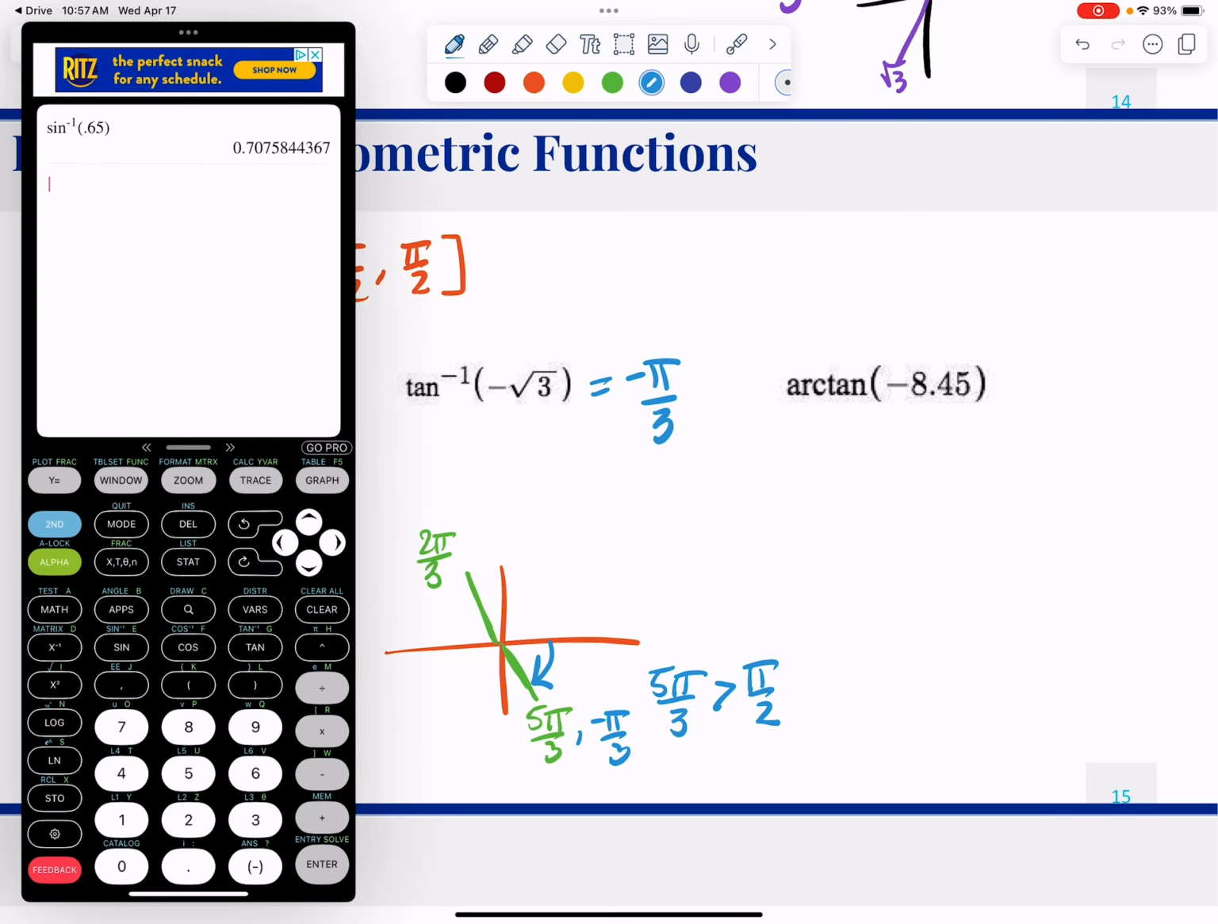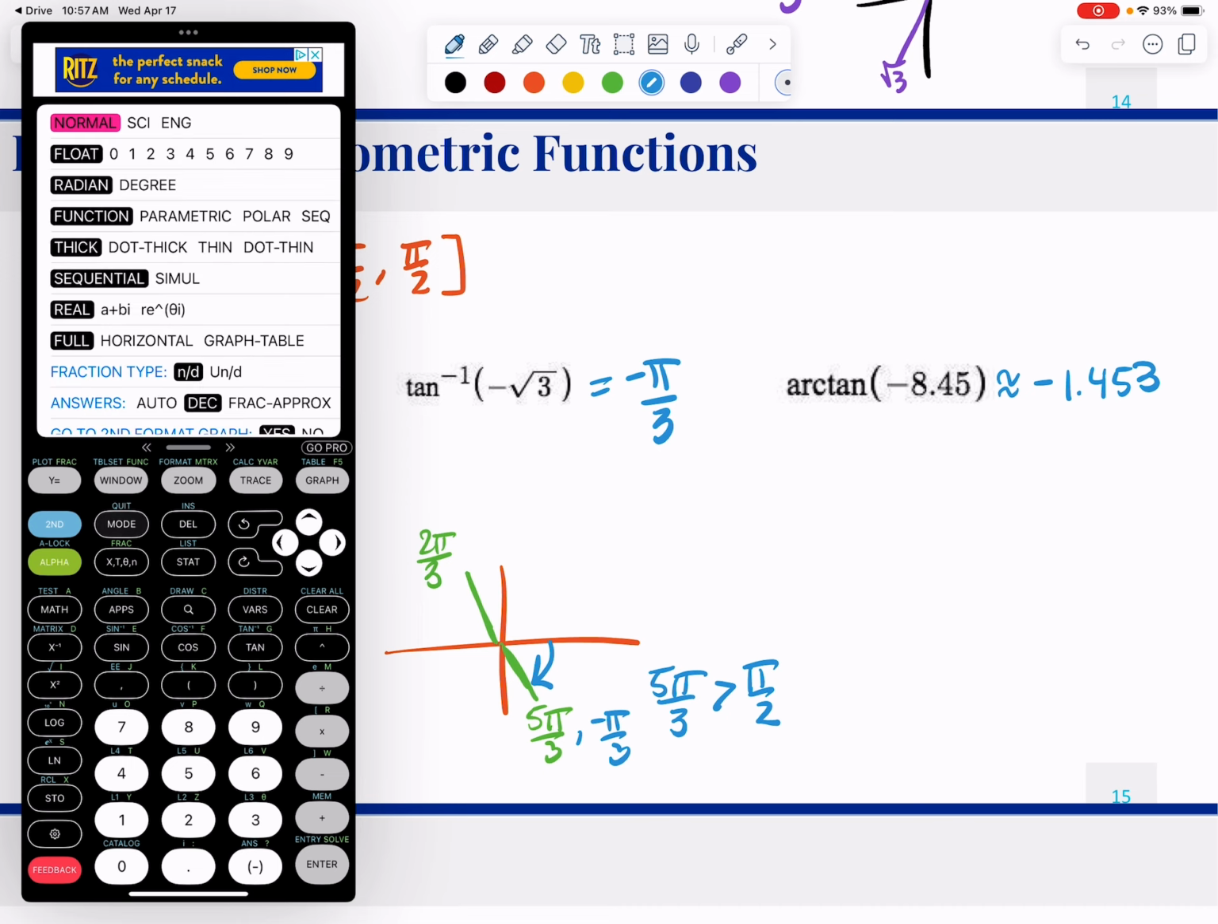If we want to do a decimal, we can find the arctangent button on our calculator by hitting second tangent, negative 8.45. And then rounding to 3 decimal places, negative 1.453. One thing to note now that we are occasionally using our calculators to evaluate trig functions is to always check your mode. You always need to be in radian mode. We are never using degrees in this course. College Board will never use degrees, so always be in radian mode.